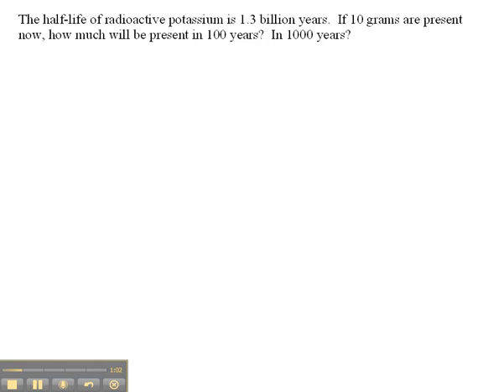Okay, so here they've said the half-life of radioactive potassium is 1.3 billion years. If 10 grams are present now, how much will be present in 100 years or in 1,000 years? Okay, in the very first sentence here, they gave us enough to come up with our formula. Now, this is following uninhibited growth and decay, so our formula that we're going to be using is A equals A naught e to the kt.